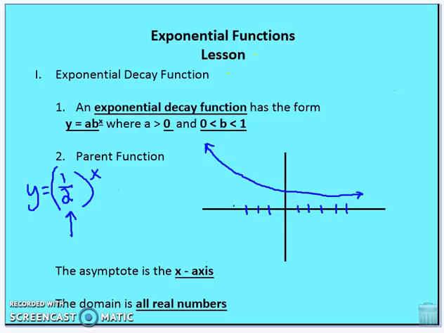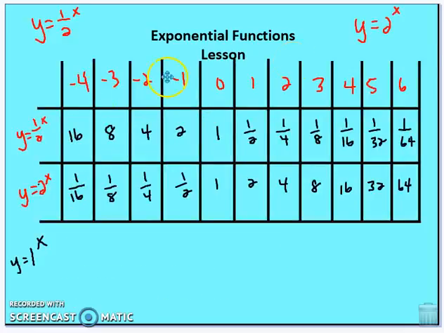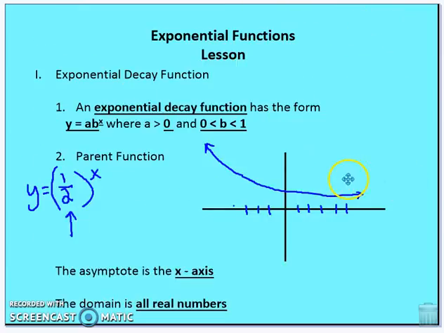Right, so the exponential decay function is represented by y = (1/2)^x, where a is still greater than 0, but now b is a value between 0 and 1. That is represented again by the table that we selected here, y = (1/2)^x. As you can see, as the values of x become greater and greater, the value of the function decreases and moves towards 0. So we call this an exponential decay function when b is between 0 and 1.